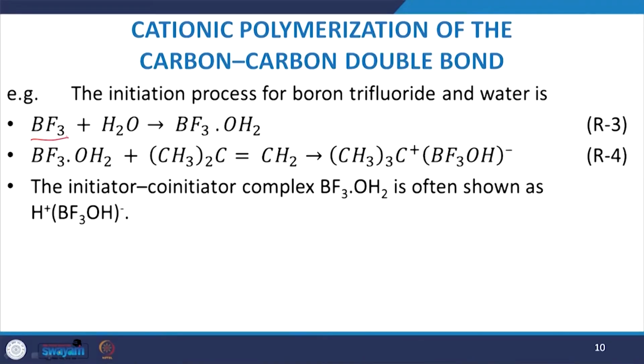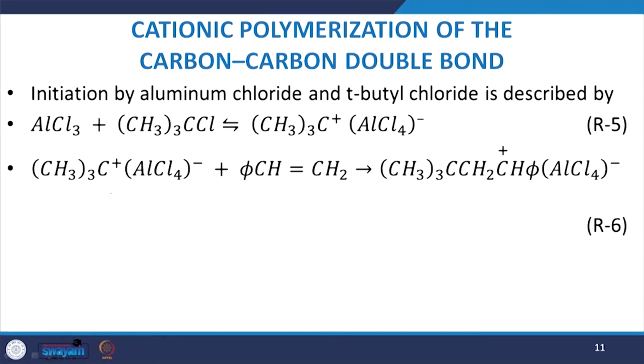Now, the initiation process of boron trifluoride and water is usually given by boron trifluoride plus water. This gives BF3OH2. Now, this BF3OH2 further reacts with (CH3)2C=CH2 to give you (CH3)3C+ BF3OH-. The initiator co-initiator complex, BF3OH2, is often shown as H+ BF3OH-. So, this is again a very good thing to be noted.